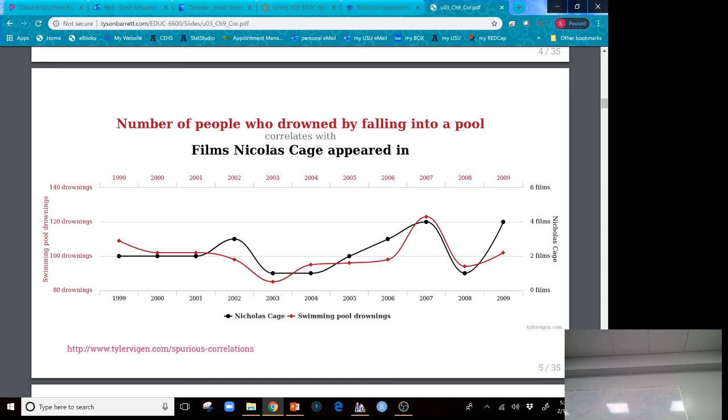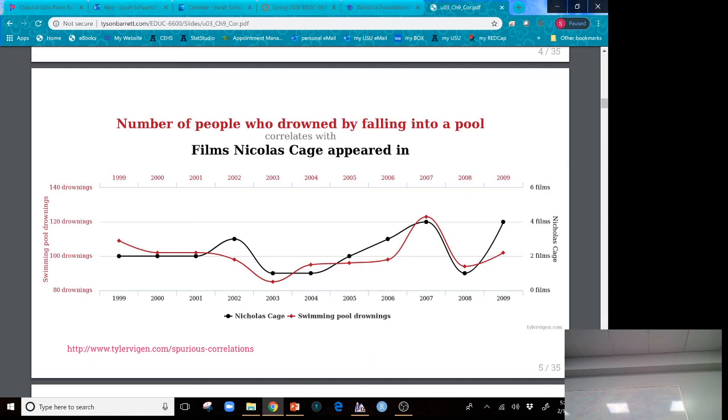So this is over time. Here's some data. It has, for each of these years, the number of movie films that Nicolas Cage was in. So, any Nicolas Cage fans? Versus, and that's the black dots, the red dots are the number of people who drowned by falling in a pool. Correlated? What do you notice? What about 2003? Nicolas was only in one film, and there were very few drownings.